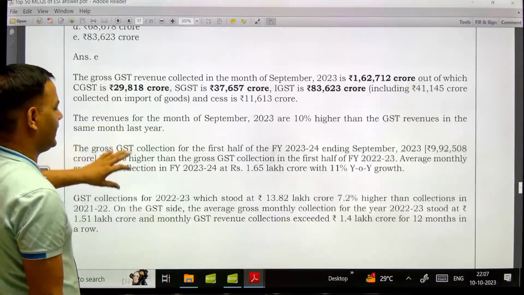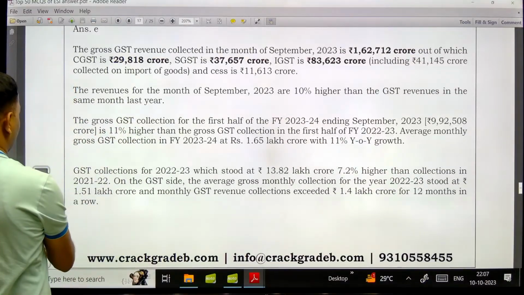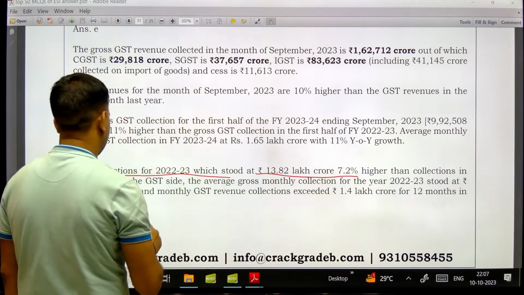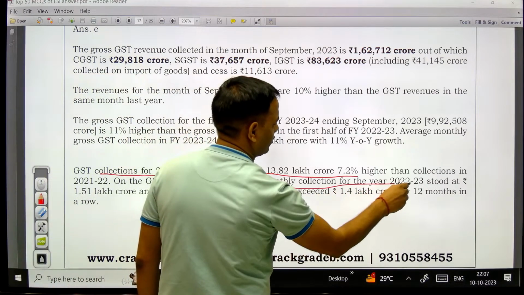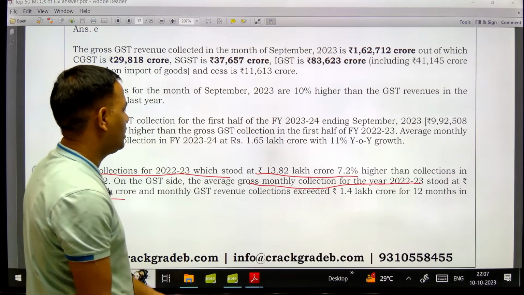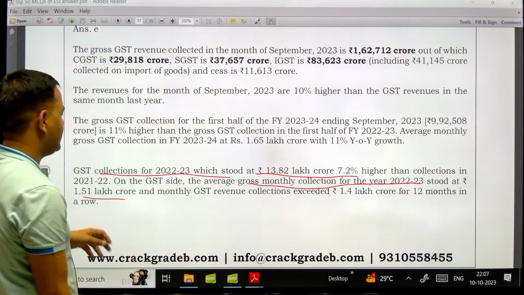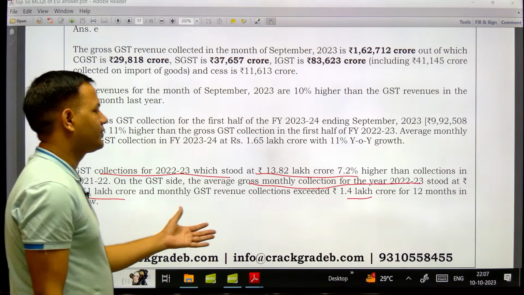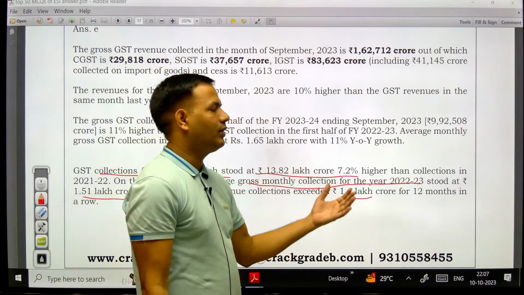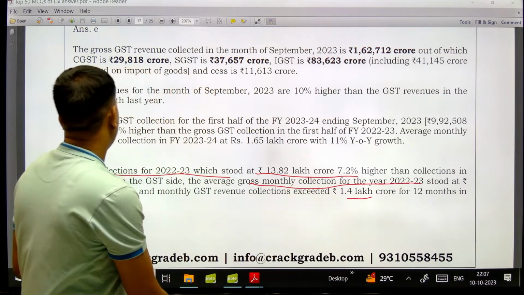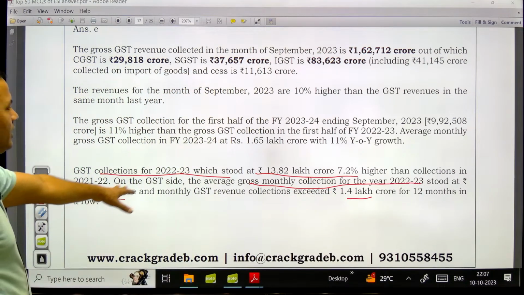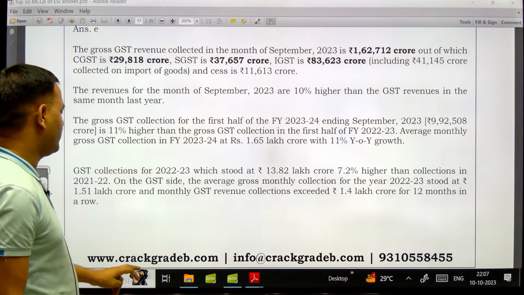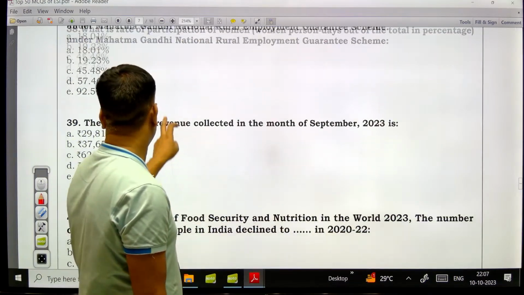Okay, and also check the annual data. GST collection for 22-23 stood at 13.82 lakh crore, 7% higher than earlier. The average gross monthly collection for the year 22-23 was 1.5 lakh crore, and monthly GST revenue collection exceeded 1.4 lakh crore for 12 months in a row. The average monthly collection was 1.51 lakh crore, total 13.8 lakh crore, 7.2% higher than 21-22. So these annual figures are also important.